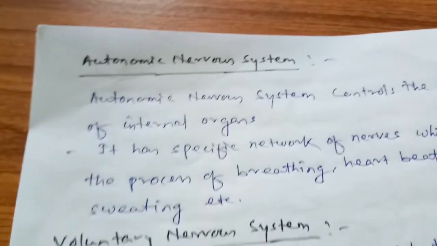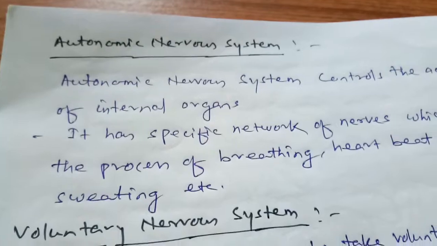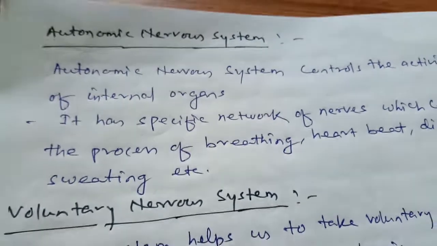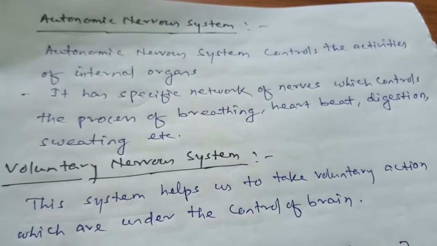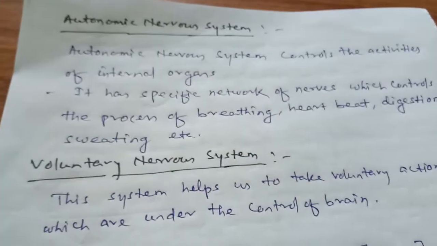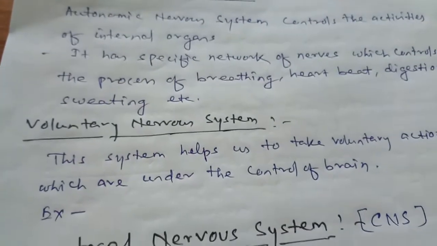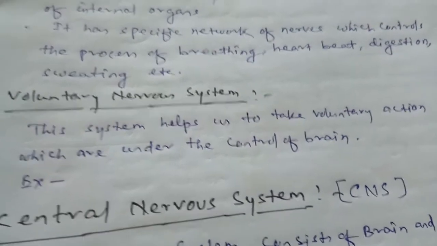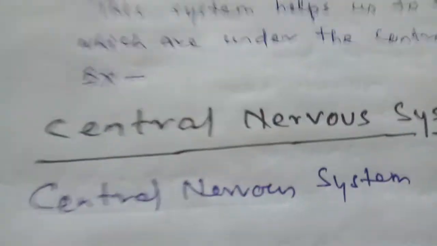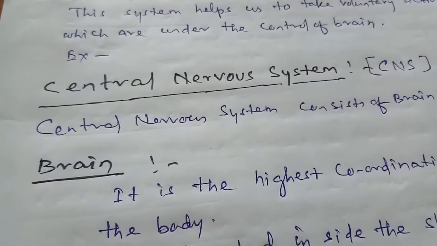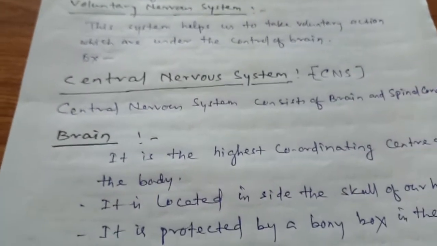Look at the autonomic nervous system. The autonomic nervous system controls the activities of internal organs. It has a specific network of nerves which controls the processes of breathing, heartbeat, digestion, sweating, etc. The voluntary nervous system helps us to take voluntary actions under the control of the brain. Students, central nervous system. The central nervous system consists of the brain and spinal cord.